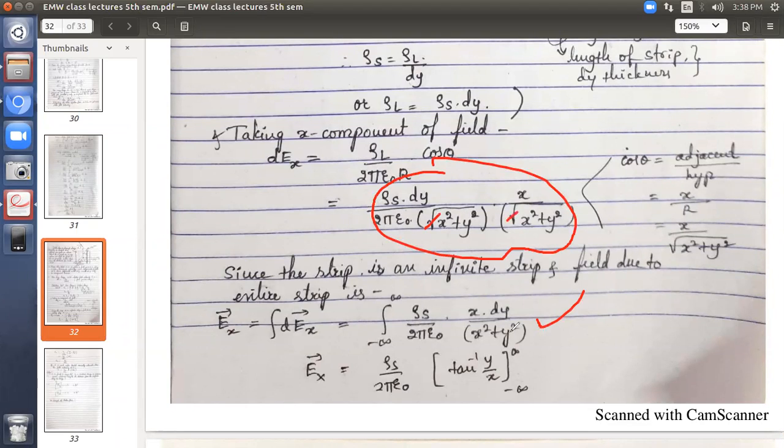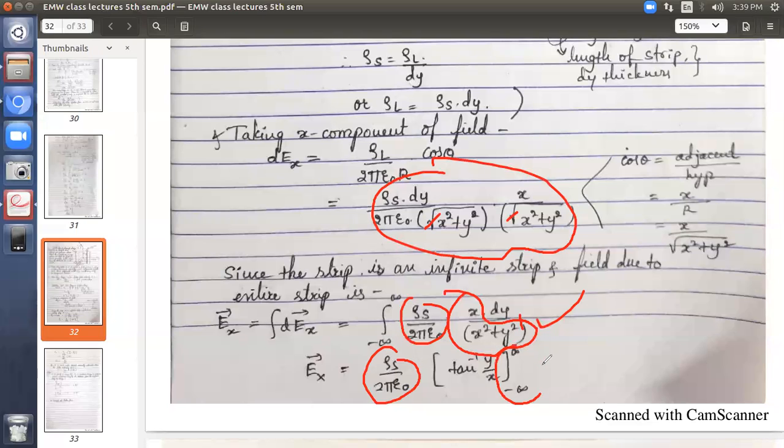See, these square roots will go, half plus half will be 1, so the power is 1. Now, this is a constant term, keep it out. What is the integration of this? I think you know this already. Integration of x by x square plus y square is tan inverse of y by x. If you don't know, you go for the substitution method. Substitute y equals x tan theta, then simplify just like in the previous session. You will get this tan inverse of y by x.